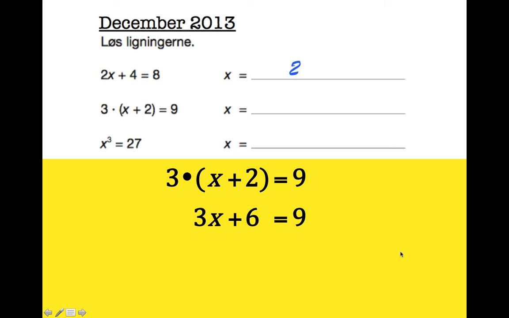Take away the 6 to get the x bit on its own, and then you have 3x equals 3. But I just want to know what a single x is, so I'm going to divide everything by 3 both sides to get x equals 1.